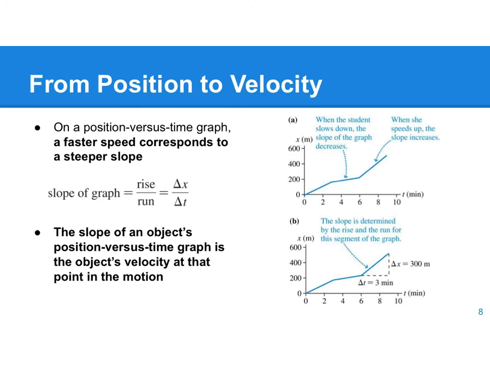Now, from position versus time graphs, I can get velocity. And here's why. We already talked about velocity. We know that the velocity is our change in position over time. Well, from a position versus time graph, that corresponds with a slope, because my rise is my change in position and my run is my change in time. So the slope of a position versus time graph will tell us an object's velocity. A steeper slope will correspond with a faster velocity.